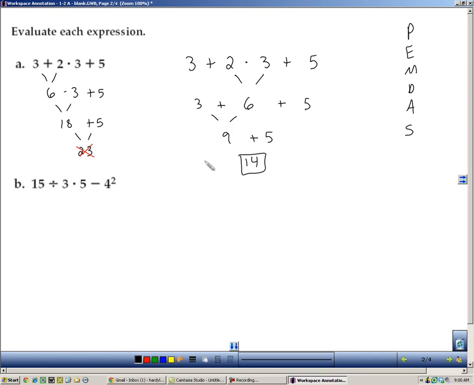Notice we're going to get two different answers, one of which is wrong if we don't follow the order of operations, and the other one is correct if we do follow the order of operations. You always want to use these steps in order when you're solving.